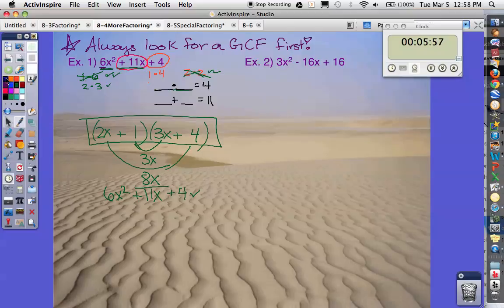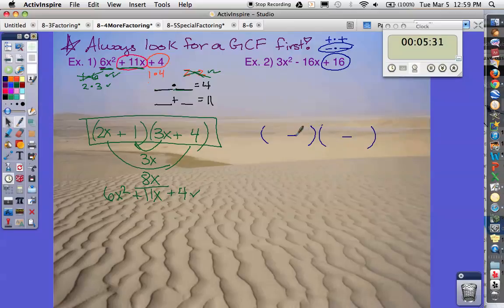First step, we always want to look for a GCF. Is there anything you can pull out of 3x squared, negative 16x, and positive 16? They are not. Let's look at the signs. Your last term is positive, so it must be a positive times a positive, or a negative times a negative. Well, our middle term is negative, so it must be this one. So on these binomials, we know the sign right away. We can put them in.